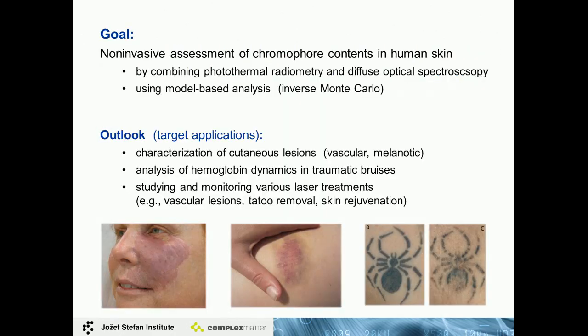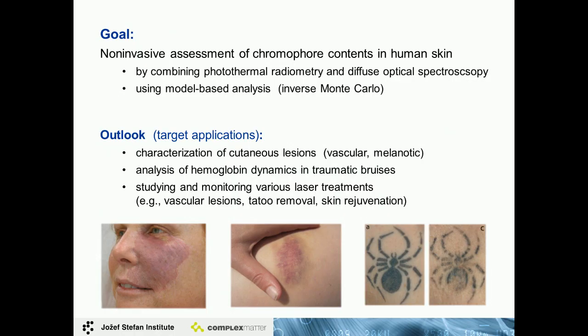Okay, let's move on. So the goal is to have a non-invasive and possibly quantitative assessment of chromophore contents in human skin. And the specifics of our work, in contrast with some other approaches that we've seen already this morning, is that we are going to use a combination of optical spectroscopy and a lesser known technique called photothermal radiometry. The combination of the two gives us a relatively robust assessment of those specifics. And the analysis is going to be inverse Monte Carlo.